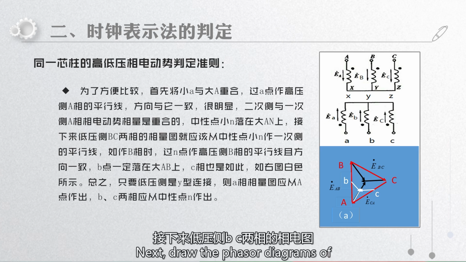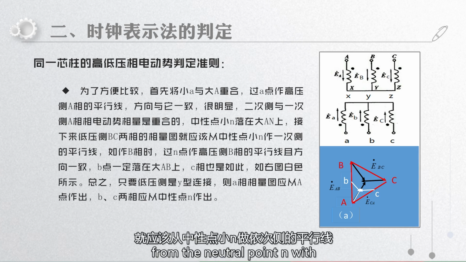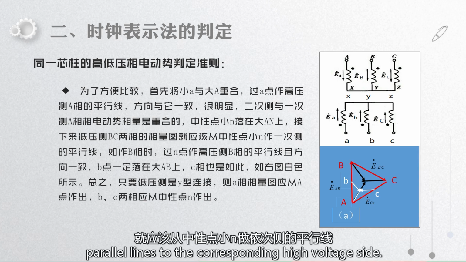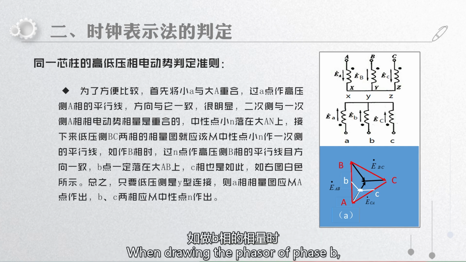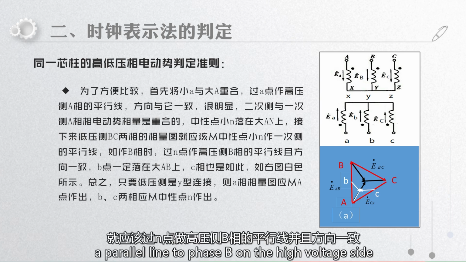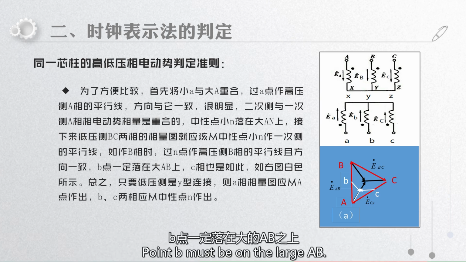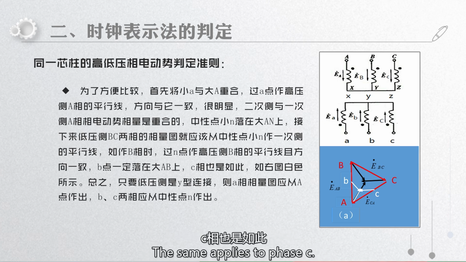Next, draw the phasor diagrams of phases B and C on the low voltage side. From the neutral point N, draw parallel lines to the corresponding high voltage side phases. When drawing the phasor of phase B, a parallel line to phase B on the high voltage side should be drawn through point N in the same direction. Point B must be on the line AB. The same applies to phase C, as shown in white in the figure.